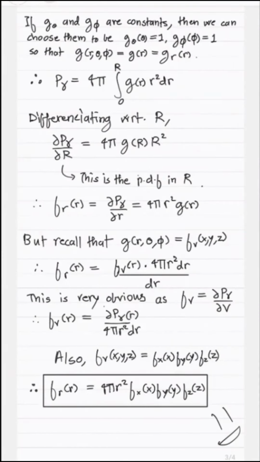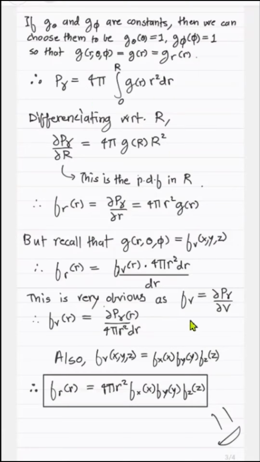So actually, the radial probability distribution is 4 pi r squared times our g of r. So g of r is just the volumetric probability distribution in this case, because g sub theta and g sub phi, we set them to be equal to 1. Then you can just replace your g sub r by g. Does that make sense?